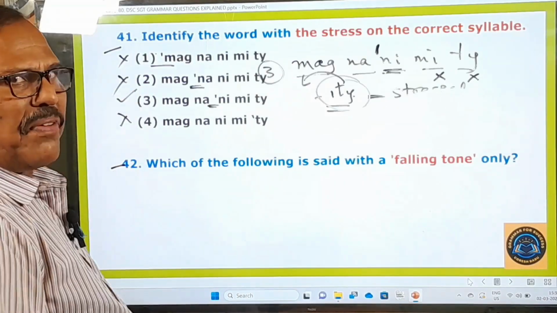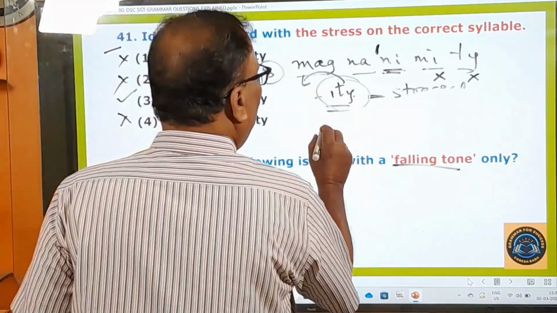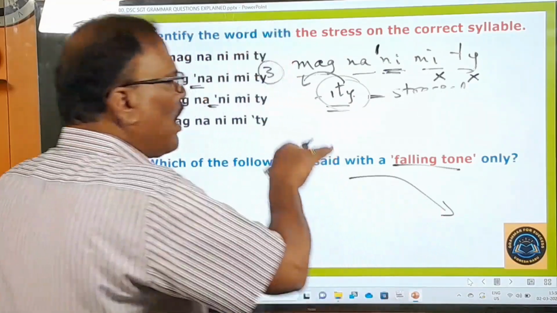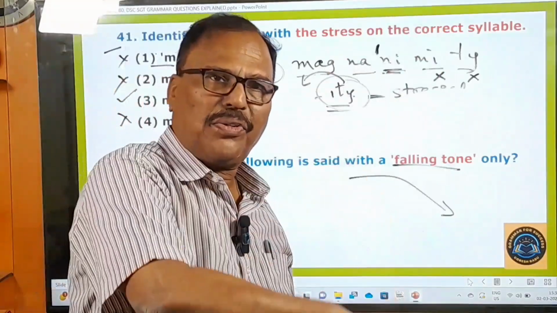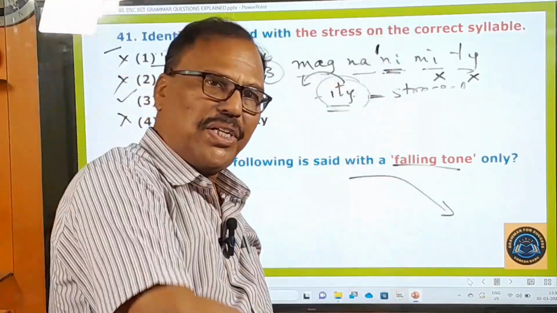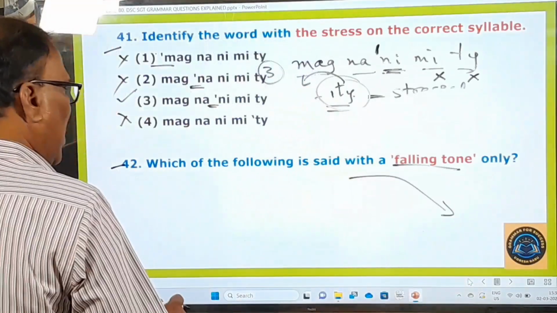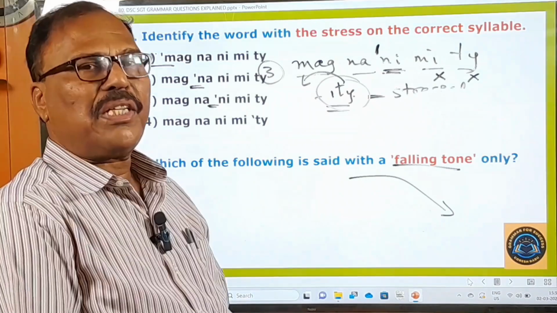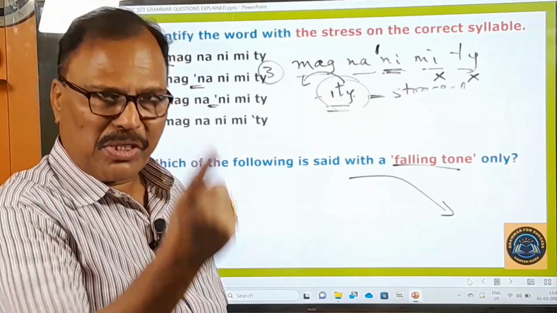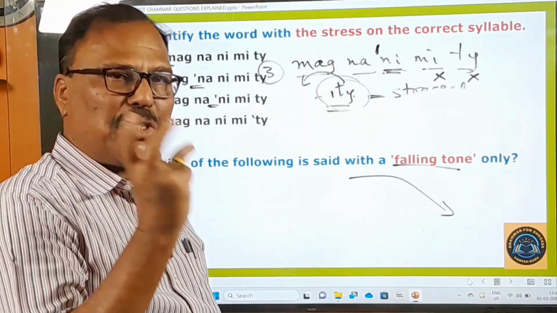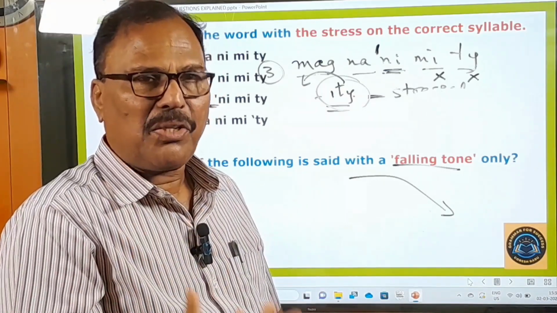42nd question. Which of the following is said with a falling tone? Falling tone means at the end of the sentence, your voice should fall down. We have 2 kinds of tones: rising tone, falling tone. Rising intonation, falling intonation. And falling intonation is received by normal sentences, okay, commands, proposals, and certain WH questions spoken in some unfriendly manner. So all those things are there.